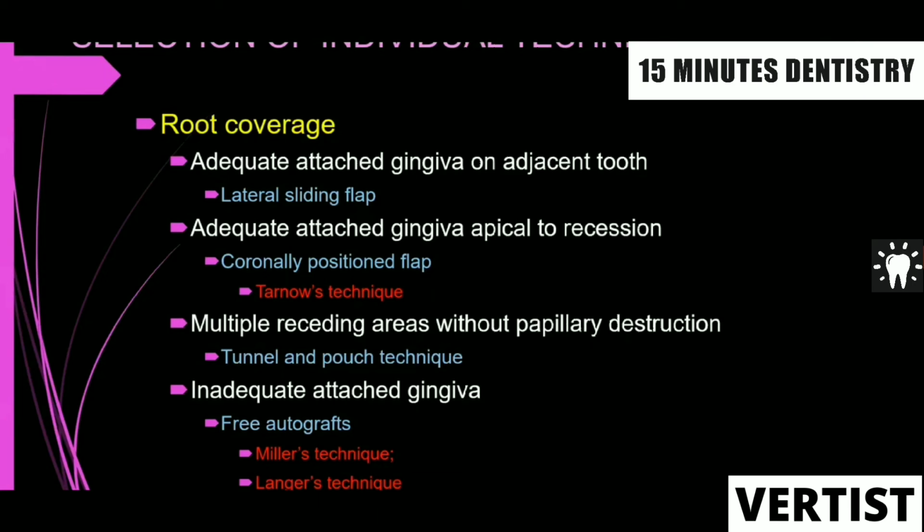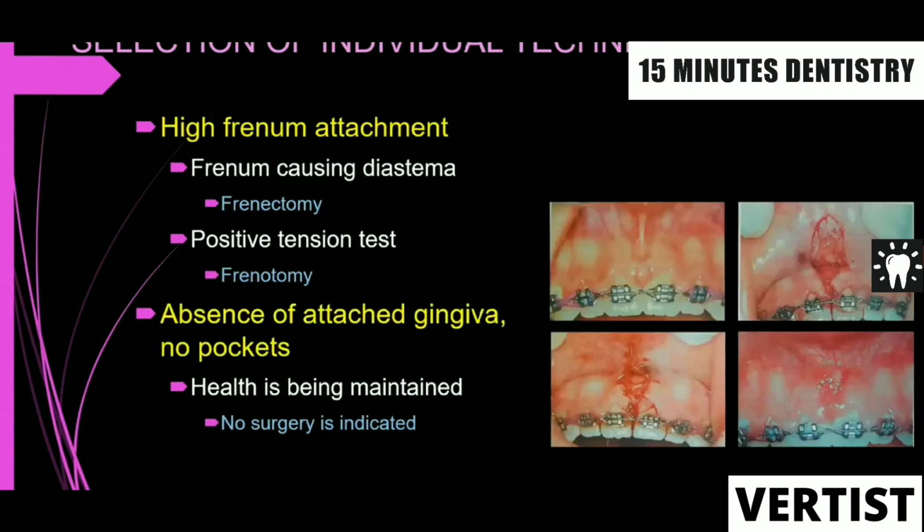The root coverage can be achieved whenever there is adequate attached gingiva on the adjacent tooth. You can go for a laterally displaced flap. Whenever there is adequate attached gingiva apical to the recession, you can go for the coronally displaced flap, the Tarnow's technique. And whenever there are multiple recessions without papillary restriction, you can go for the tunnel and pouch technique. With inadequate attached gingiva, you can go for the free autografts by Miller's technique or the Langer technique. So these are a few individual techniques where you are going to go.